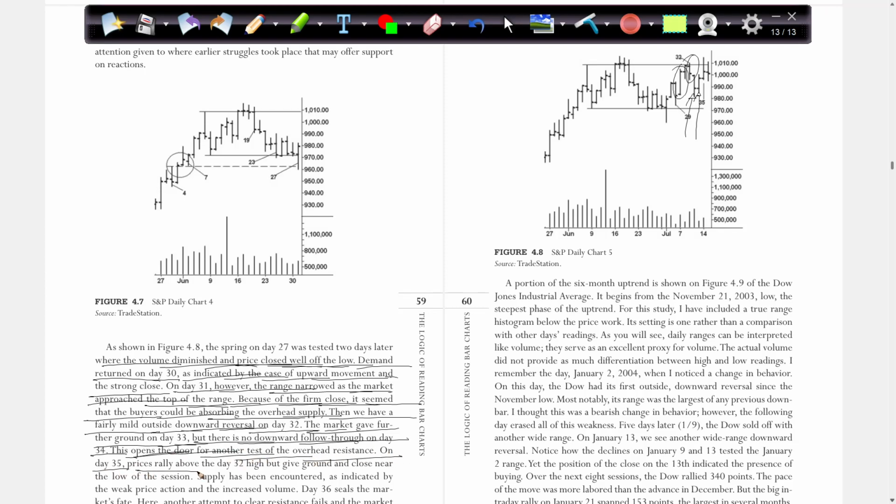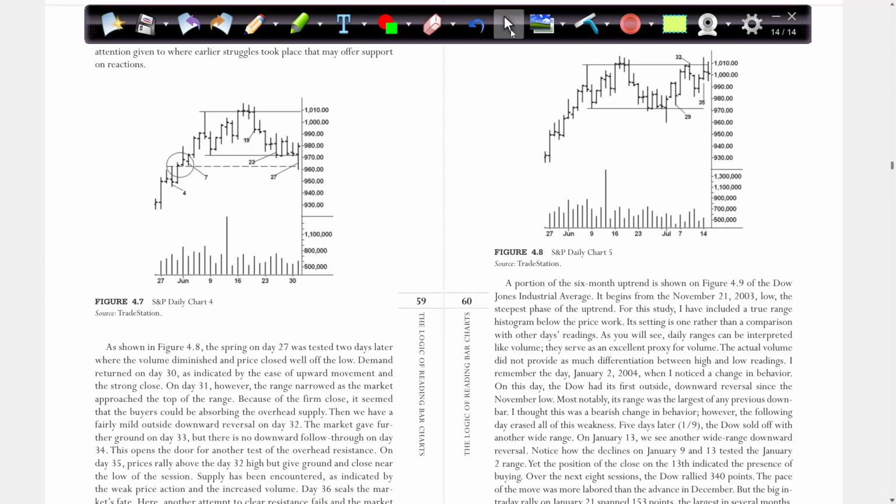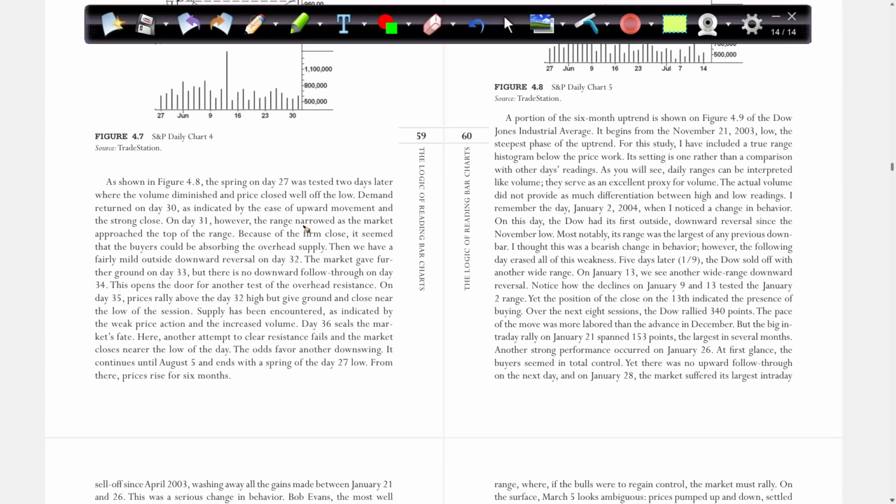On day 35, prices rally above the day 32 high, but give ground and close near the low of the session. Supply has been encountered as indicated by the weak price action and the increased volume. Day 36 seals the market's fate. Here another attempt to clear resistance fails and the market closes nearer the low of the day. The odds favor another downswing.